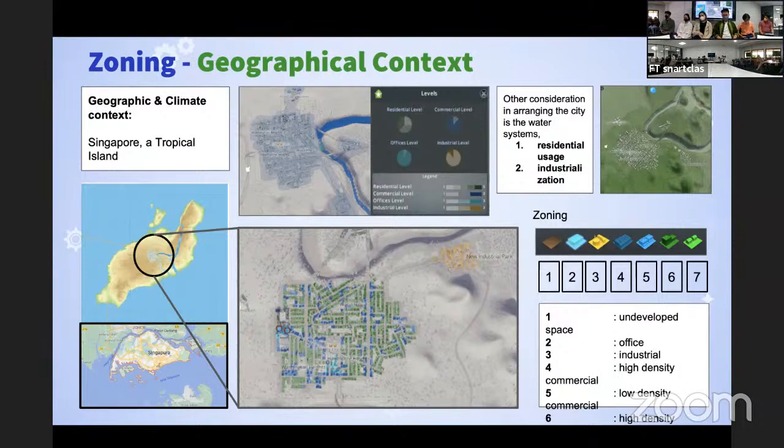This means that residential and commercial buildings are merged into one location, which makes it easier for people to walk to shops and work because places of business are very close to their homes. Deciding where to place commercial buildings requires us to analyze the road layout of the city.